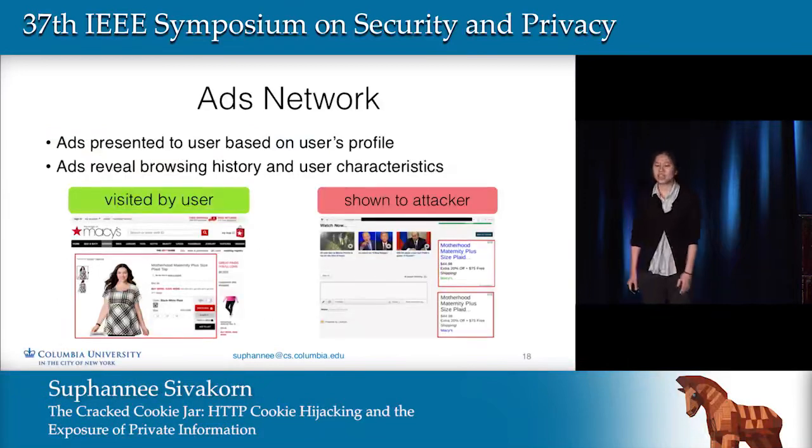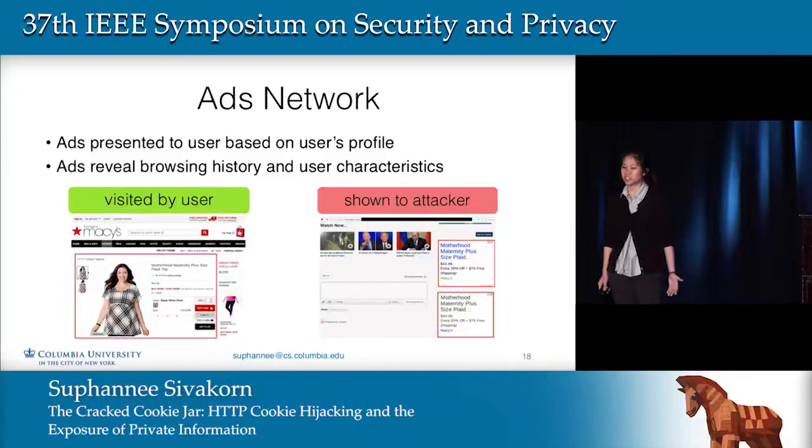Next, we take a look at the ad networks. We already know from previous work that ads are tailored to user characteristics. So we wanted to see what we could get if we could just steal this kind of cookie on the ad network. Our experiment showed that the ads not only expose your user characteristics, but also expose your web history as well.